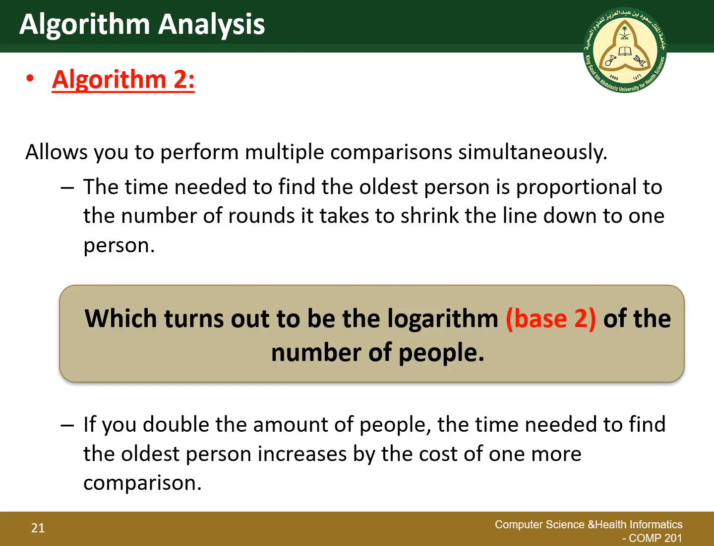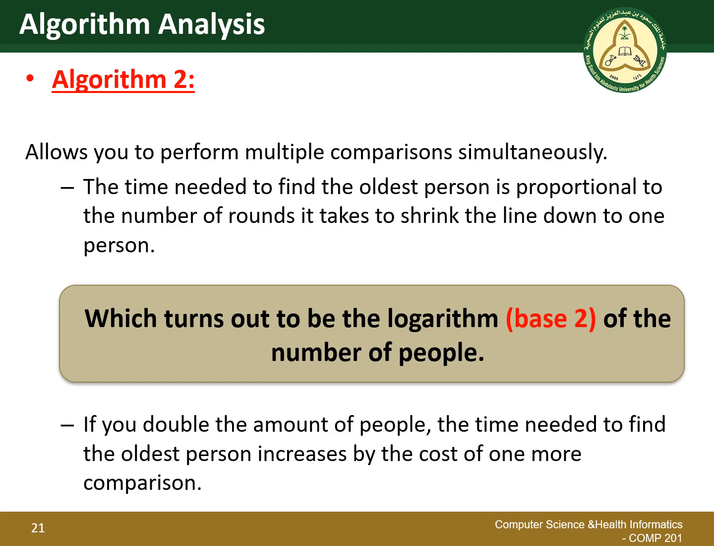Algorithm 2: we saw how algorithm 2 allows simultaneous comparisons, meaning it compares at the same time. Therefore the time needed to find the oldest person is proportional to the number of rounds. We had for example 8 persons and needed only 3 rounds. Of course the number of rounds can be calculated mathematically, but it is already calculated for you. It is important to know that the number of rounds equals logarithm base 2 of the number of people. So logarithm base 2 of the number of people.